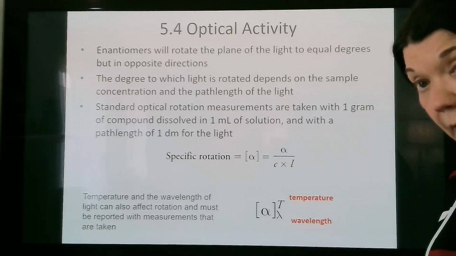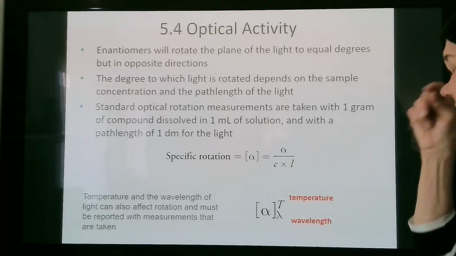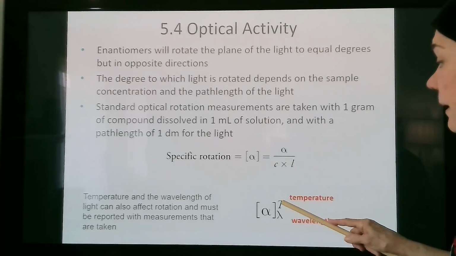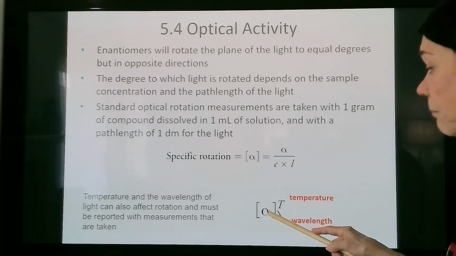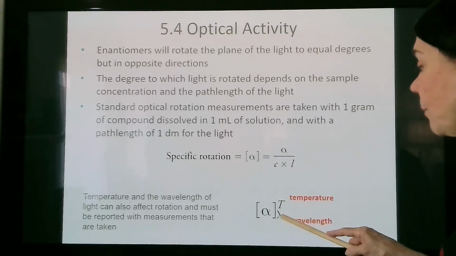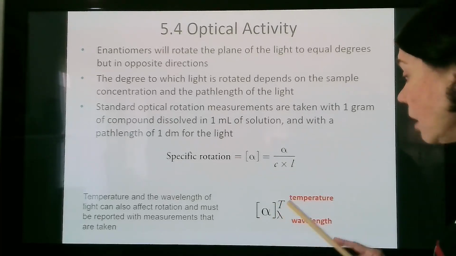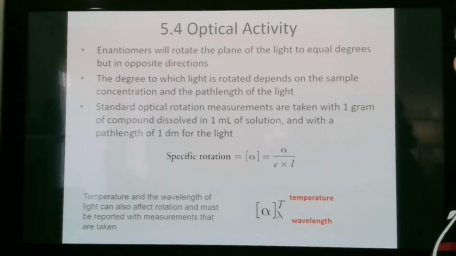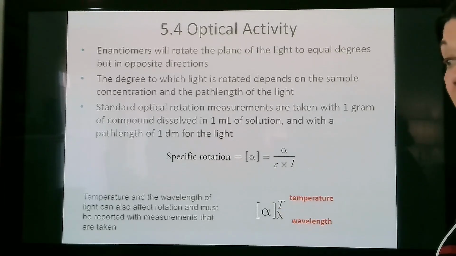Now, the rotation is also dependent on the temperature and the wavelength, but not linearly related. And so you don't see the T or the lambda up here in the equation. And so they're typically given at the end of the specific rotation. So if you look this up in the literature, you'll see a number here for the specific rotation, and it means in those units. But you'll also see the temperature and the lambda, the wavelength, given here outside the bracket. So these are not linearly related, so they're just given so that you know that if you go in and you're going to measure the optical activity of a compound, you need to do it at that temperature and using that wavelength of light if you want to reproduce what's in the literature, which is always a good thing to do first before you start.